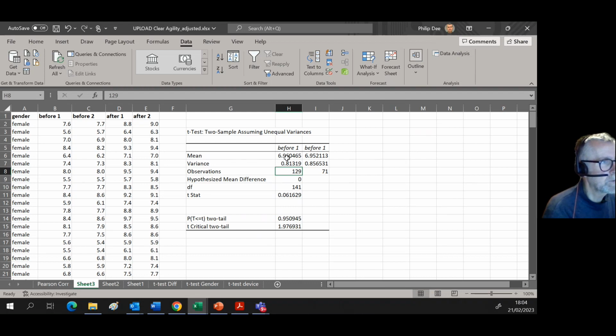There's far more women than men. So this 6.96 refers to the women. This 6.95 refers to the men because there's a lot less men. I'm confident to say, look, eyeballing it, those two values are very, very close. The variances are also very close. But the killer thing here was that the P value, the probability of the difference between a fluke, well, it wasn't a fluke because it's 0.95.